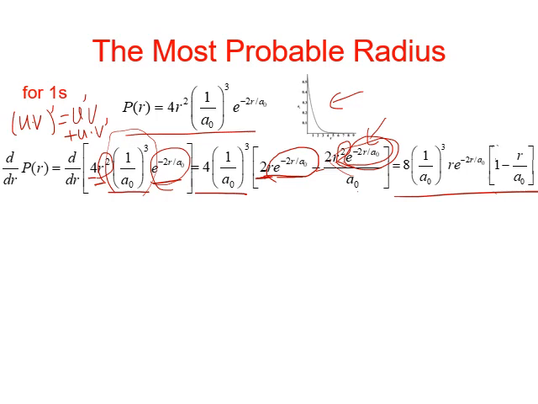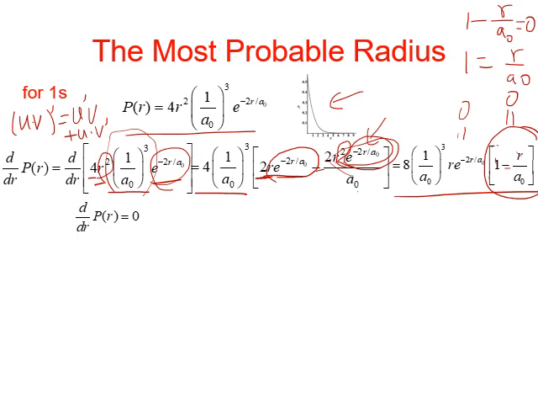You have a bracket 1 minus r over a naught. So to calculate the maximum or minimum, we set the derivative to be 0. For this function to be 0, the only possible way is for this bracket to be 0. All right, so 1 minus r over a naught is 0. So 1 equals r over a naught, and therefore a naught must be r. So the distance r is a naught, which is a constant, 52.9 pm.